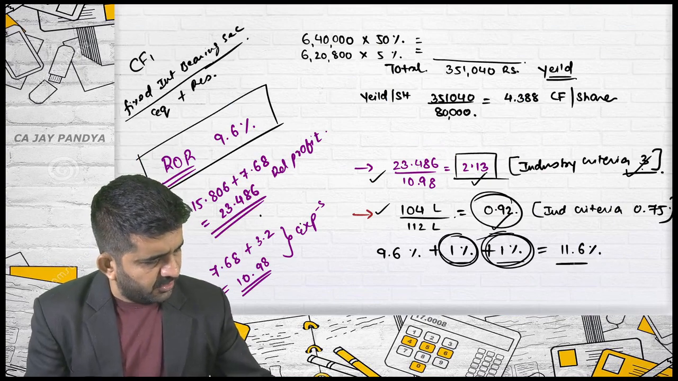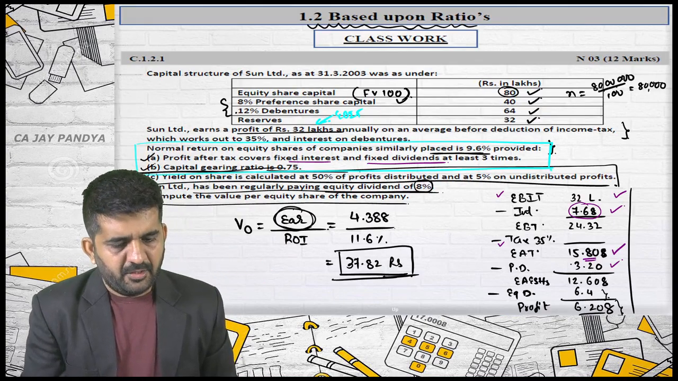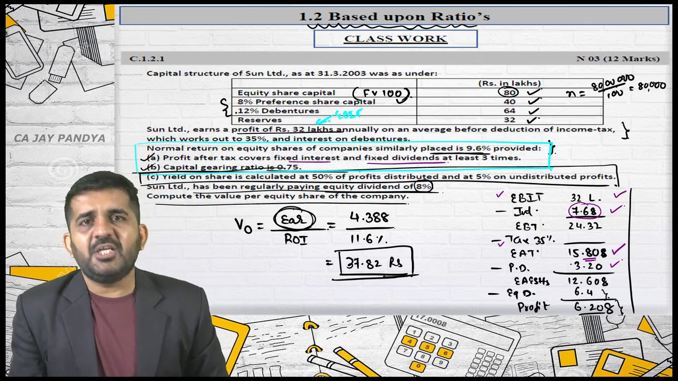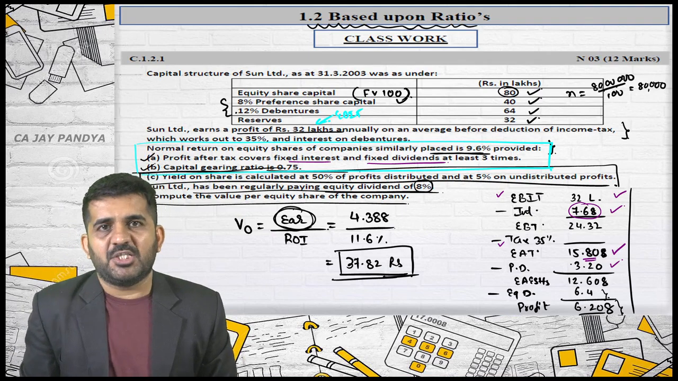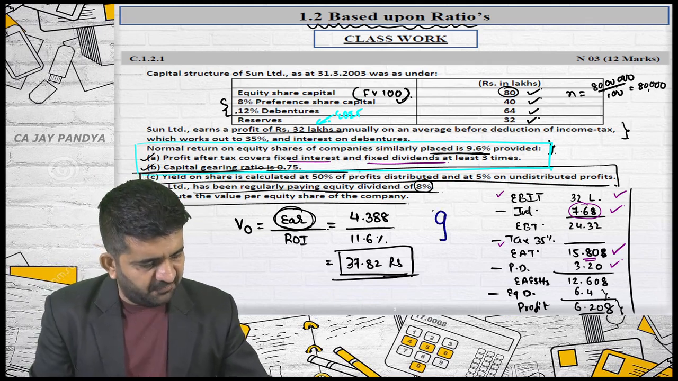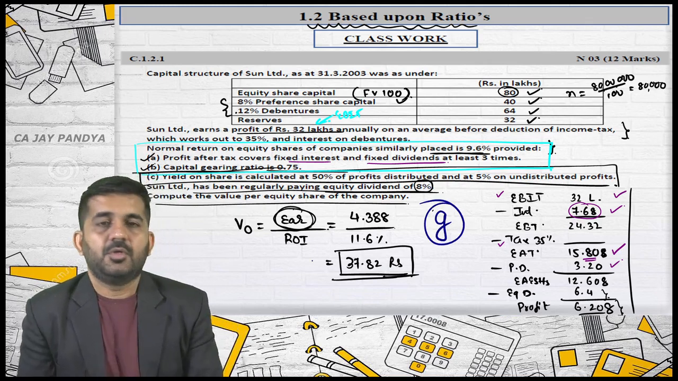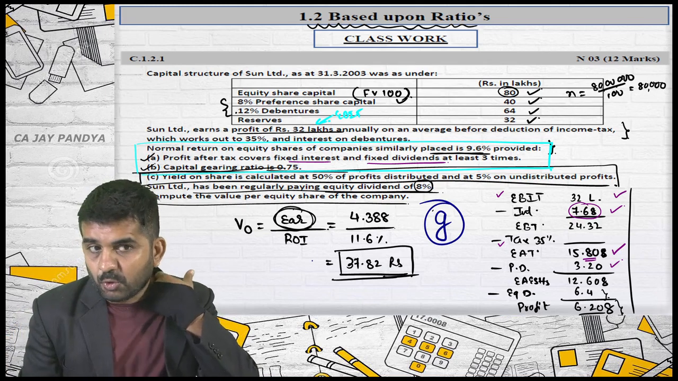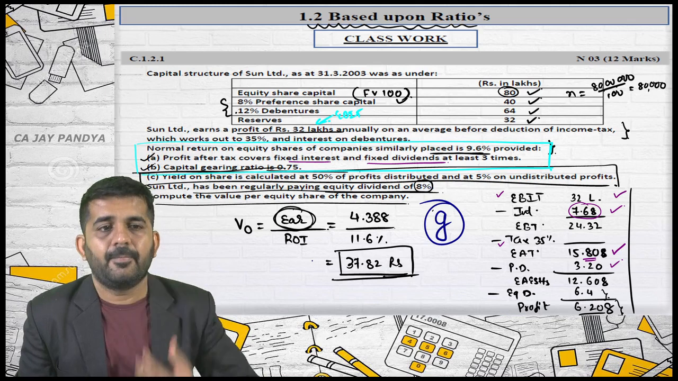This is question number C 1.2.1. Before you ask me, I am asking you one question. Why cannot we take that G factor? First, can we find out G? Can we find out the growth rate? Any student?